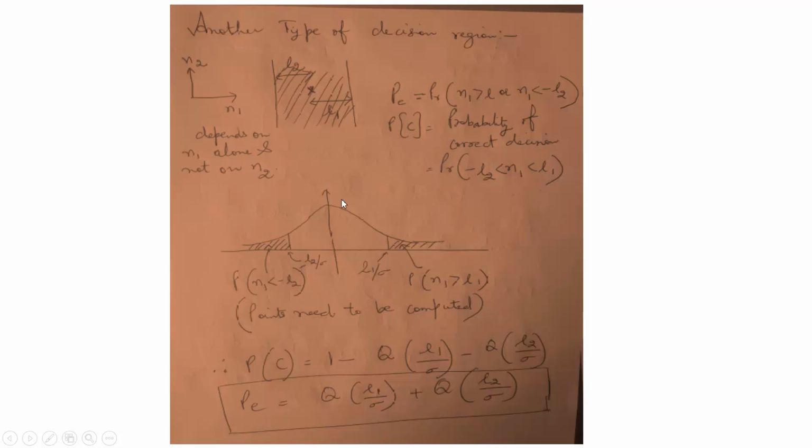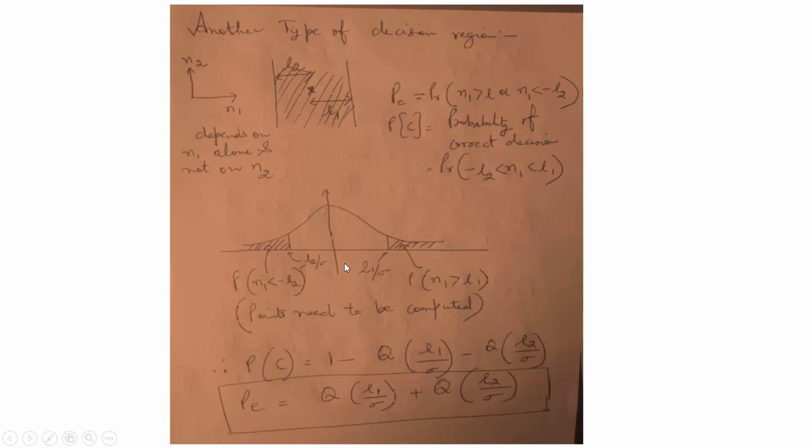What is the meaning of this? Because this is Gaussian, of course, we draw the Gaussian curve. This point is L1 by sigma, this point is minus L2 by sigma. So this is the area under the curve, and this says the probability that n1 is greater than L1, and this says the probability that n1 is less than minus L2. Right? So these points need to be computed.